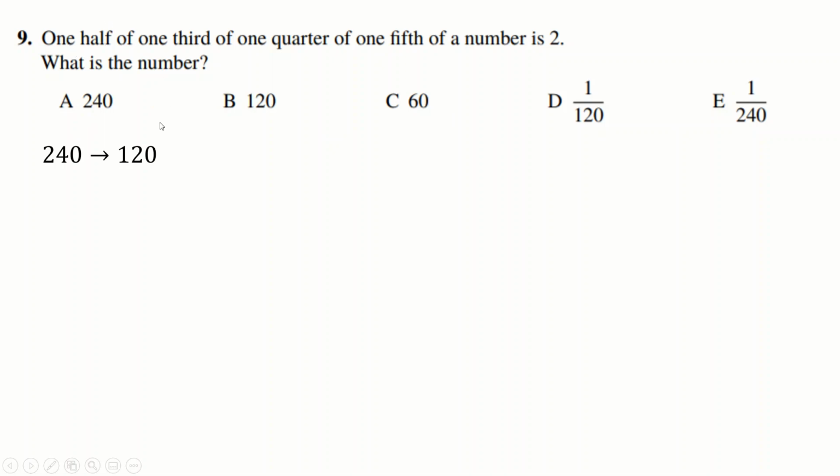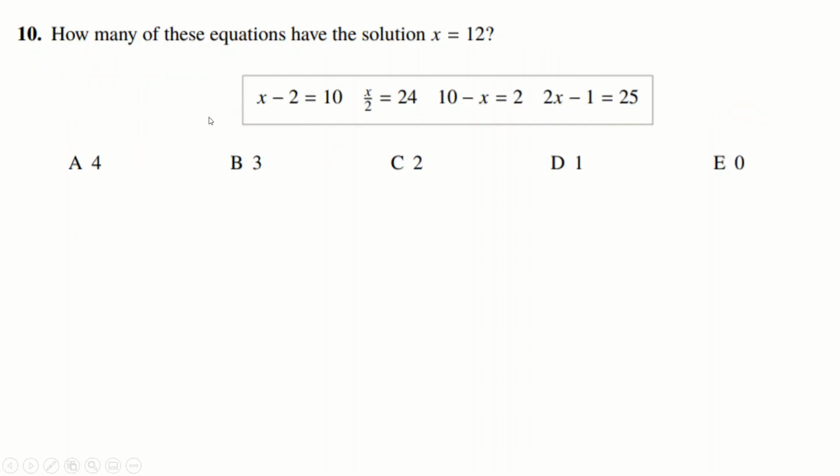240 halved is 120. 1/3 of that is 120 divided by 3, which is 40. 1/4 of that is 40 divided by 4, which is 10. 1/5 of that is 10 divided by 5, which is 2. So this one by trial and error works here. Again, some algebra would work there, but if you've got the answers, you can just test them all. And I'm convinced they put this one first on purpose, just in case you thought, oh, I'll try over here first and then go this way. But in any case, anyway, number 10.